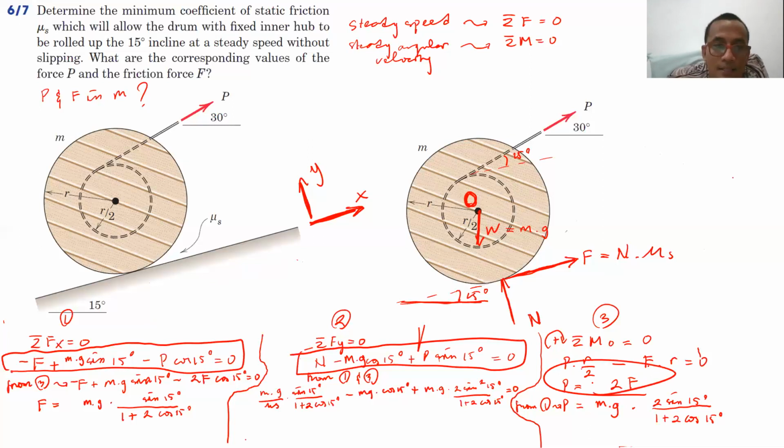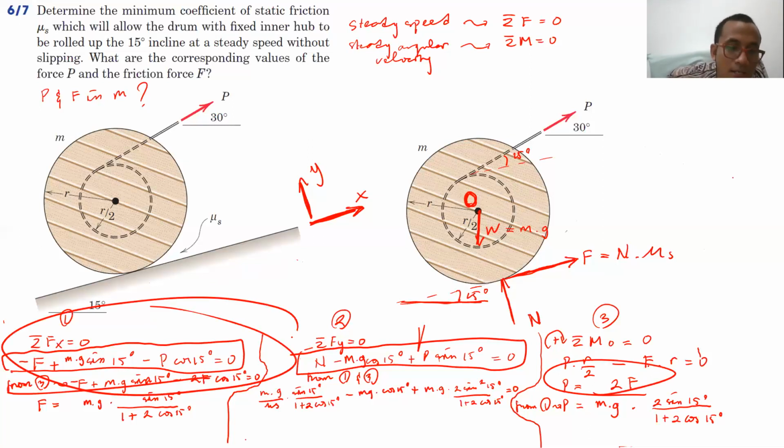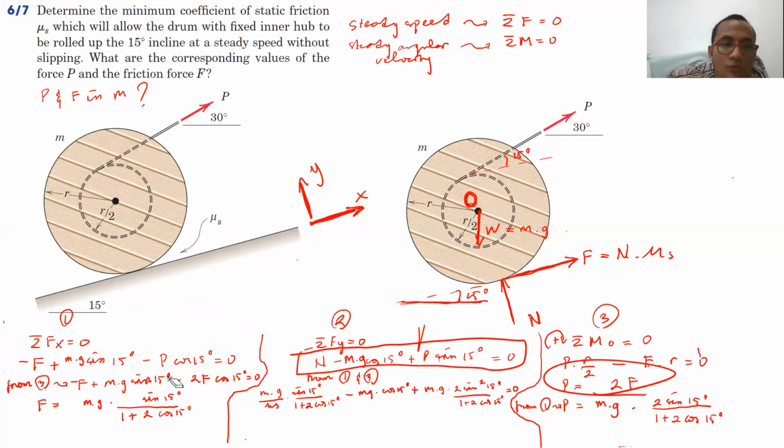By combining this and this, we will be able to solve for F and P. Then, after substituting the value of P equal to 2F here, I will be able to get this particular equation by replacing P with 2F. Then I can solve for F, because the only unknown here is F. Then this is what I get for F.